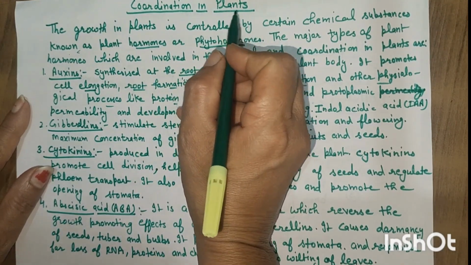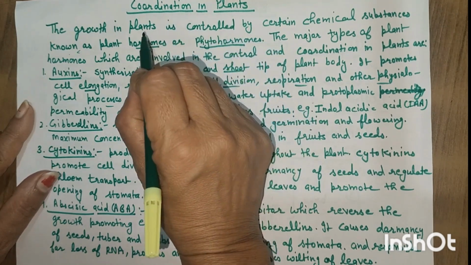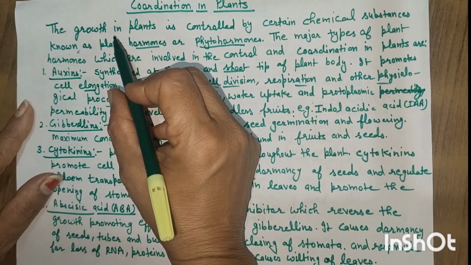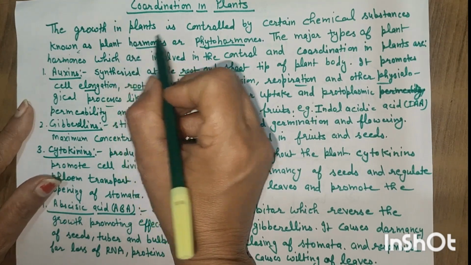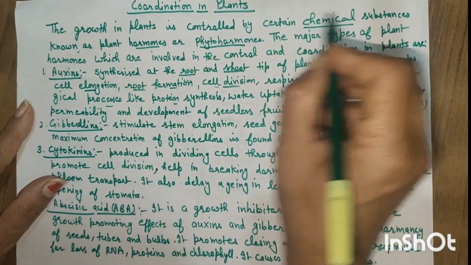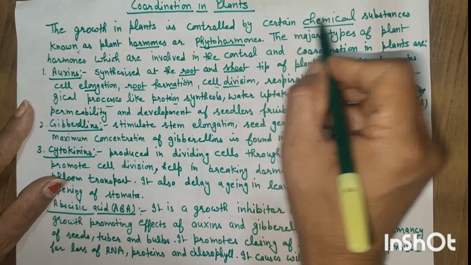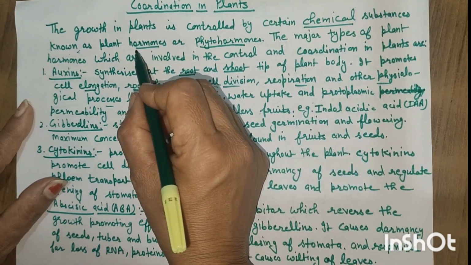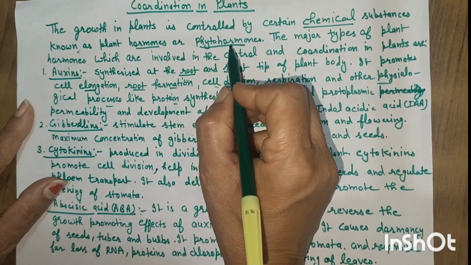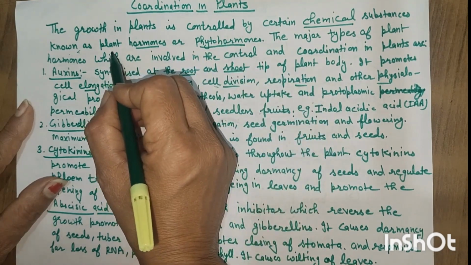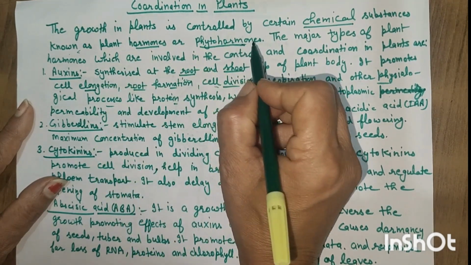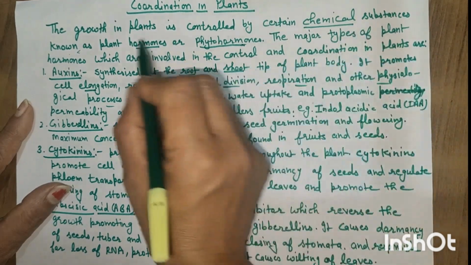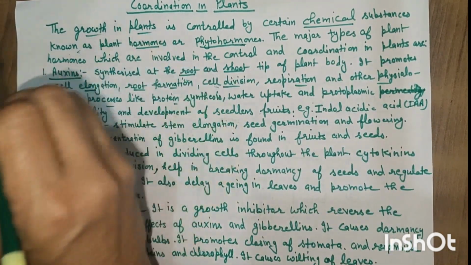Let's talk about the coordination in plants. In plants, no specialized organ is present for the control and coordination. There are certain chemicals. The growth in plants is controlled by certain chemicals and these chemical substances are called plant hormones or phytohormones. Phytohormones are certain chemical substances which help in the growth of the plant.